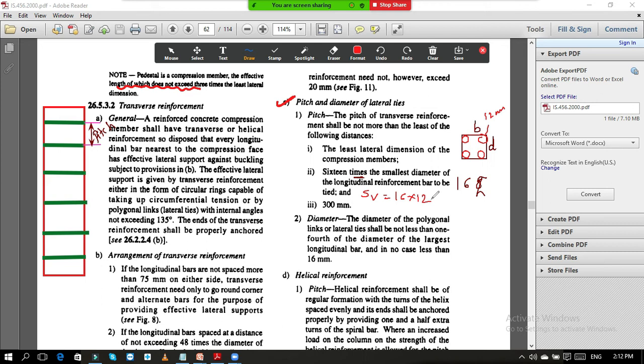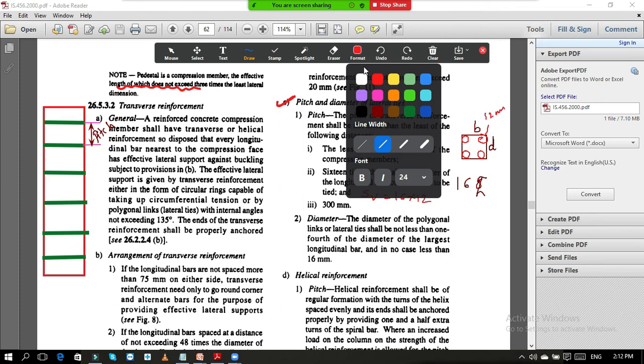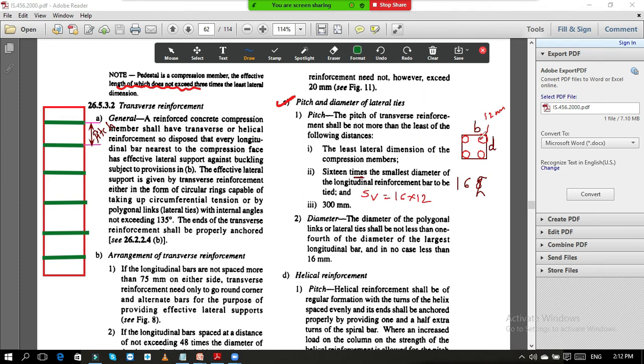Now suppose different diameters are there. Suppose in addition to these 12 mm bars, I add two more bars, one more here and one more here, and the diameter of these bars is 20 mm. Now a total of 6 bars are there. What should we consider in this case? They have told us the smallest diameter. Remember this. Between 20 mm and 12 mm, which is smaller? 12 is smaller, so we should consider 12 over here.